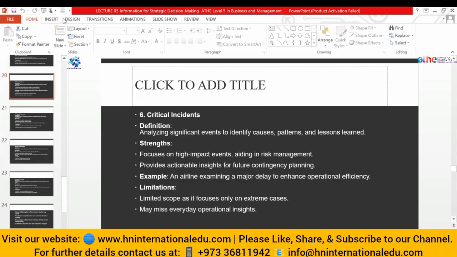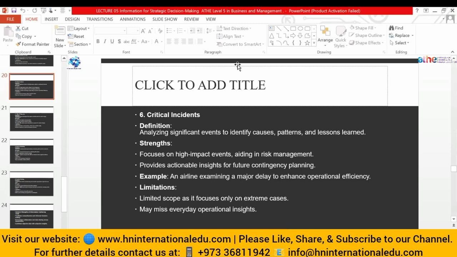Critical incidents. Definition: analyzing significant events to identify causes, patterns, and lessons learned. Why? Analyzing significant events to identify causes. What was the cause of the issue? Why are you taking this method for the specific decision making? Patterns: you're going to compare it with the previous years and previous projects. And lessons learned: the outcomes, the mistakes you're not going to do again.